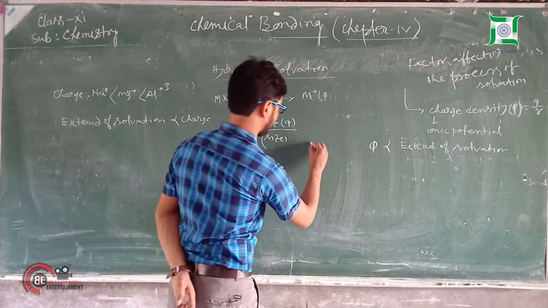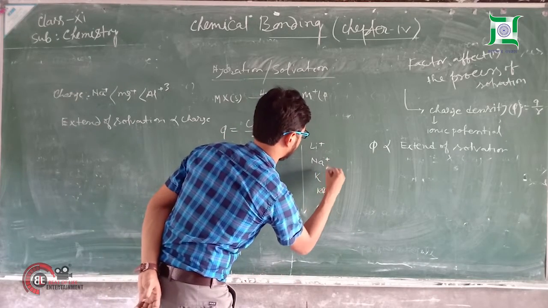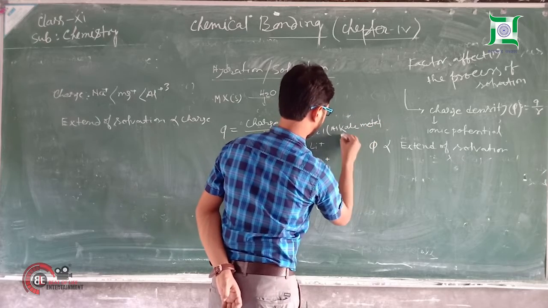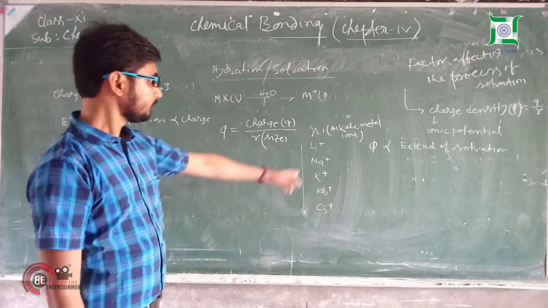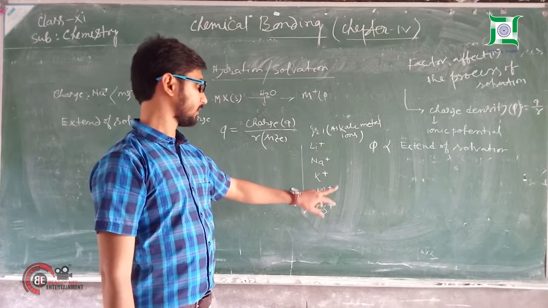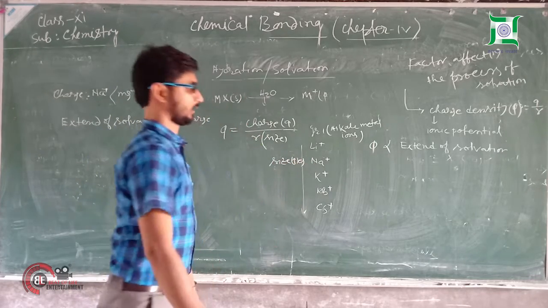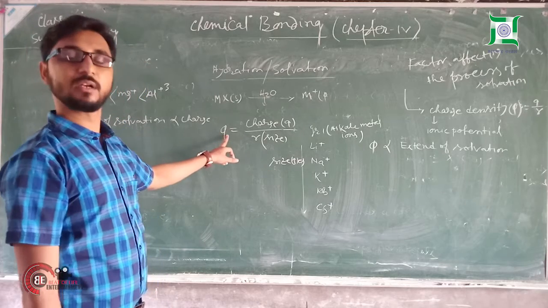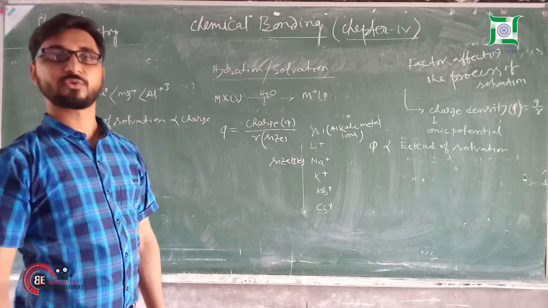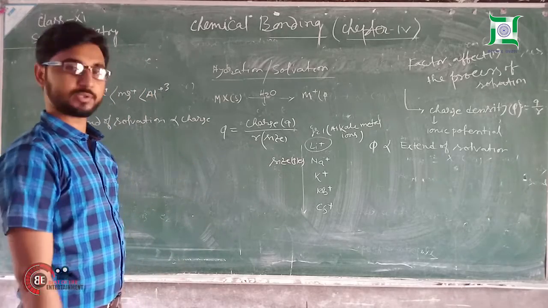Let us take another example: lithium, sodium, potassium, rubidium, cesium, Li plus, Na plus, K plus. These are the group 1 alkali metal ions. All have one unit of positive charge. But down the group, size increases. As size increases, ionic potential decreases. With the decrease of ionic potential, extent of solvation also decreases. So the extent of solvation is maximum for Li plus and minimum for Cs plus.